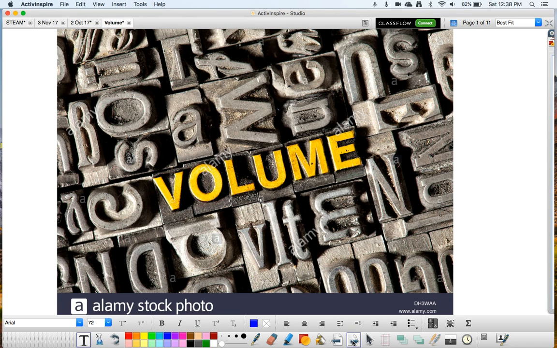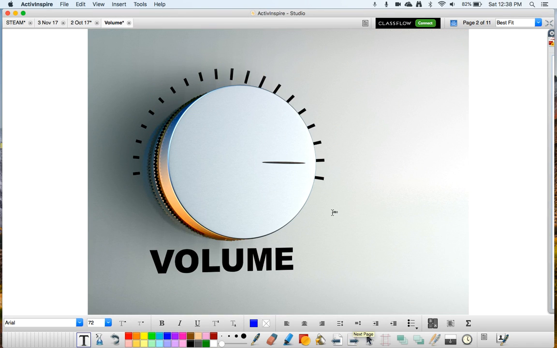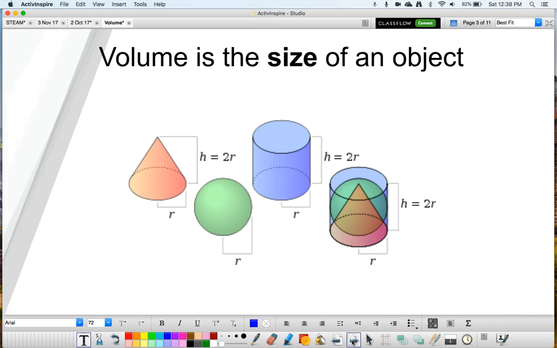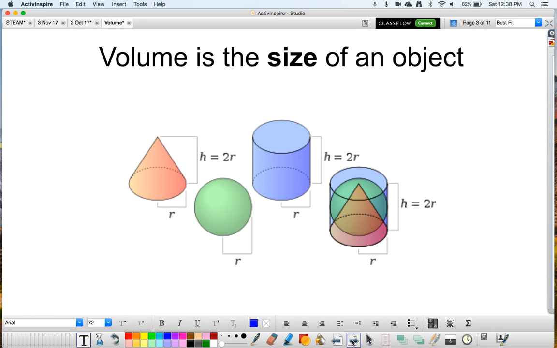Now, when I think of volume, I usually think of the volume on my stereo or my phone, but that's not the kind of volume we're talking about today. The kind of volume we're talking about is the size of an object or how much space it takes up.